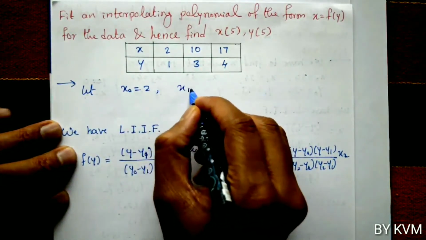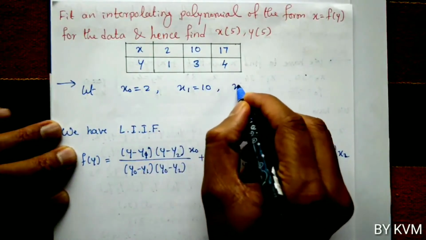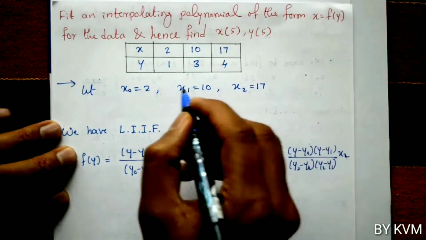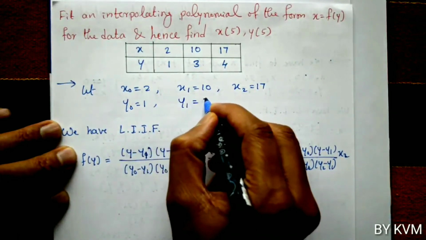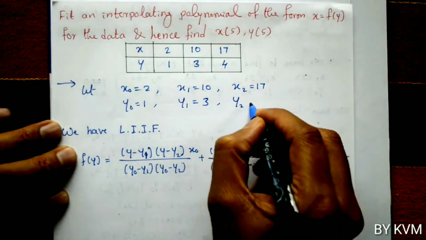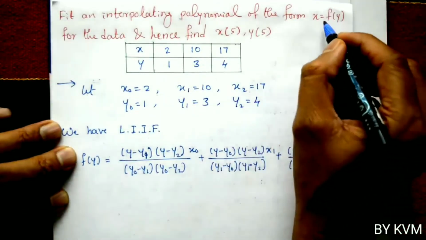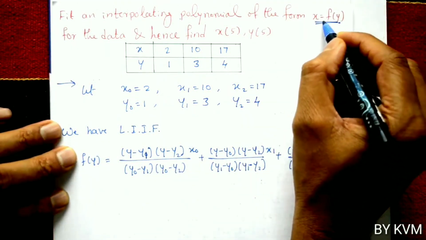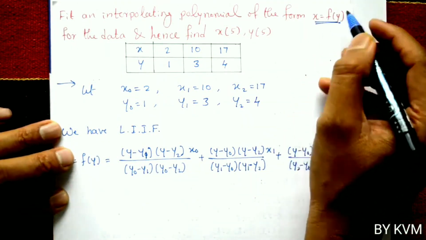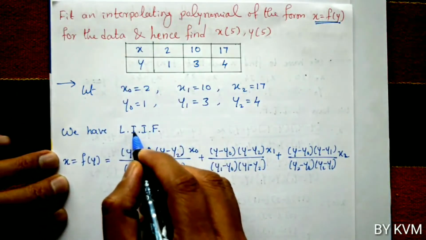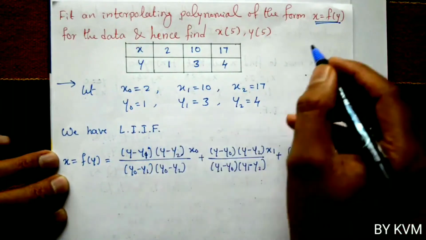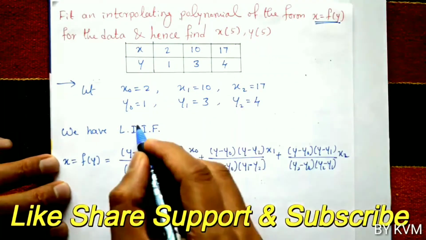So now take x0 equals 2, x1 equals 10, and x2 equals 17, and corresponding y values: y0 is 1, y1 is 3, y2 is 4. So now we have to find a polynomial of the form x equals f of y. That means we have to apply Lagrange's inverse interpolation formula. So if y equals f of x, we apply Lagrange's interpolation formula.